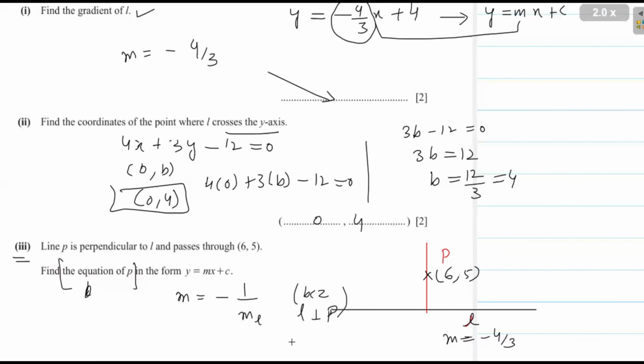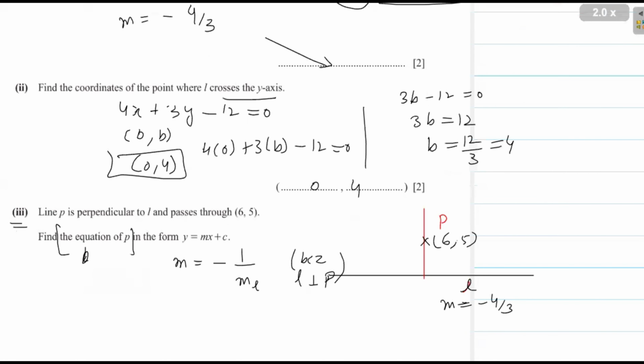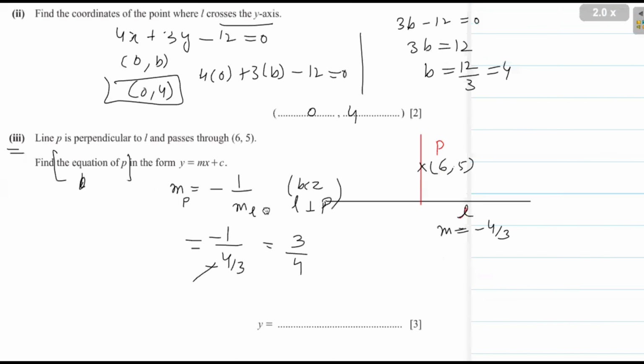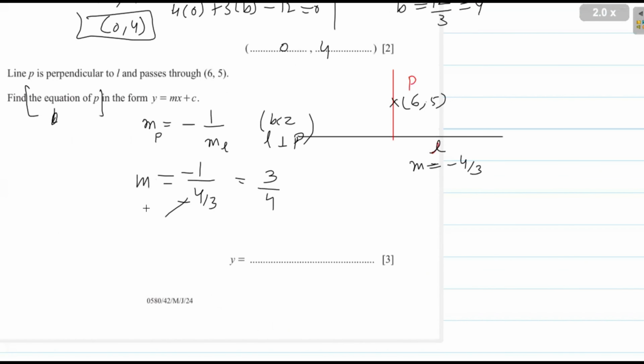When two lines are perpendicular, the product of the gradients is equal to minus 1. Therefore, the gradient of line P will be equal to minus 1 over m1. Now we can write minus 1 over minus 4 over 3, and this will be equal to 3 over 4. The gradient here is 3 over 4. The equation of this line becomes y equal to 3 over 4 x plus c.